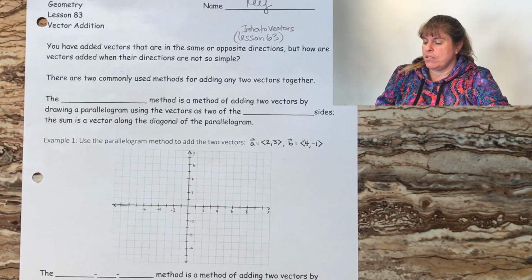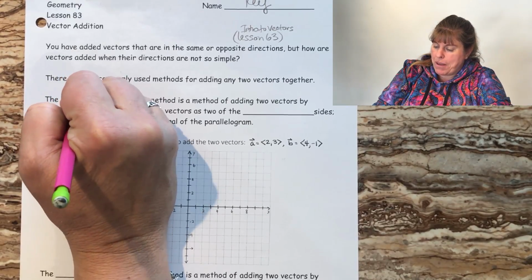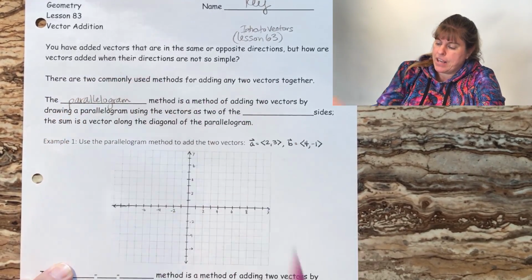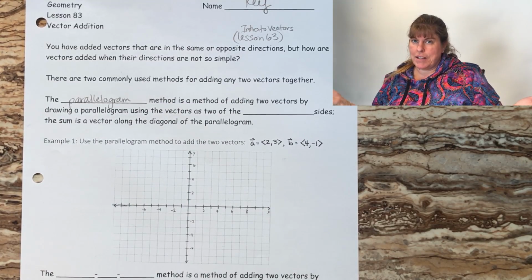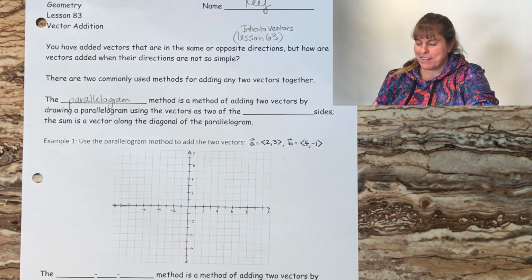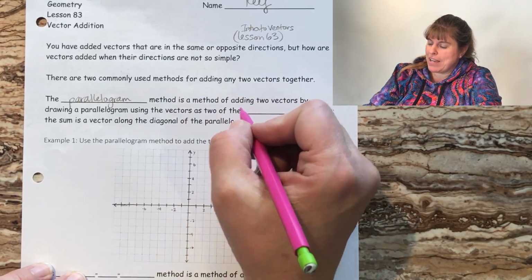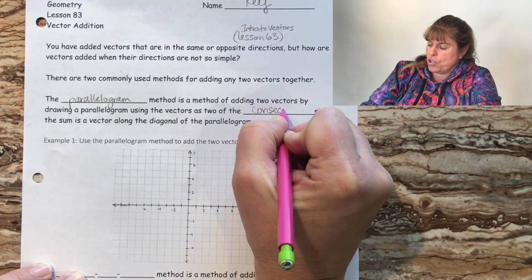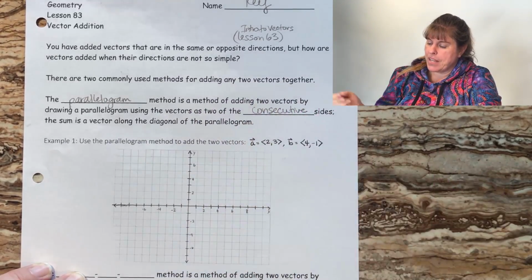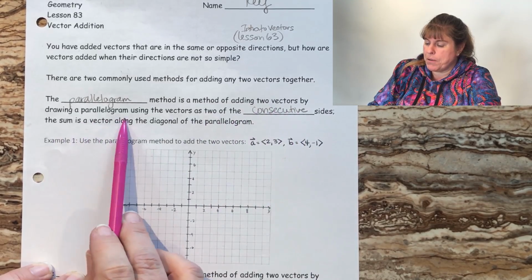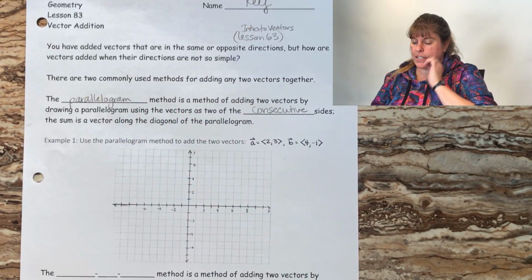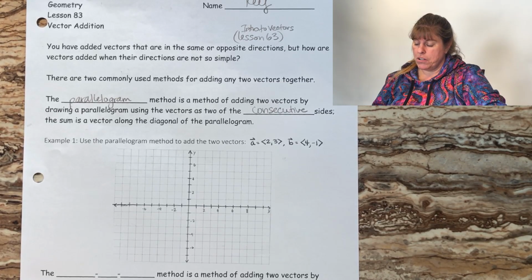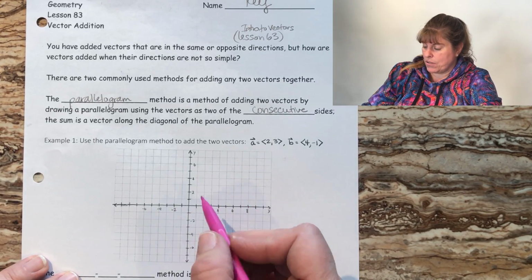The first one is called the parallelogram method. That makes a parallelogram, pretty awesome that way, and you're going to make the vectors be two consecutive sides. It's a method of adding vectors by drawing a parallelogram using the vectors as two of the consecutive sides. The sum is a vector along the diagonal of the parallelogram. So it actually works out pretty cool.